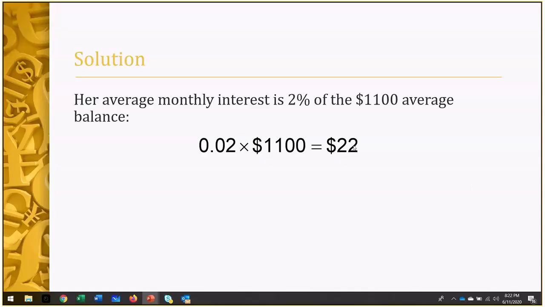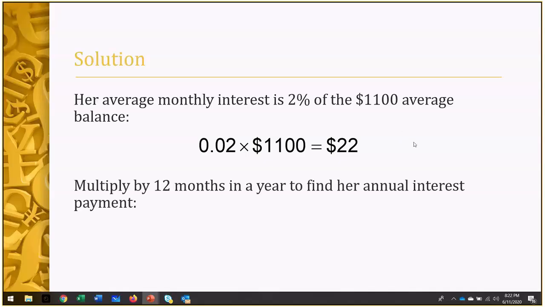So anyway, this is the part, the whole, and this is the percentage in decimal form. So I plugged in the percent and the 1,100 and just multiplied it together to get the part. So she's being charged about $22 per month for interest. Now that we have that, you can just multiply it by 12 to find her annual interest payment because there's 12 months in a year. So 12 times the $22 that she's being charged per month means that she's going to end up paying about $264 per year in interest.